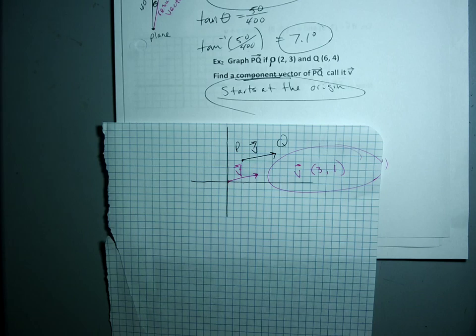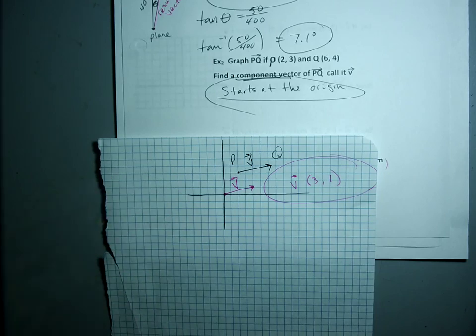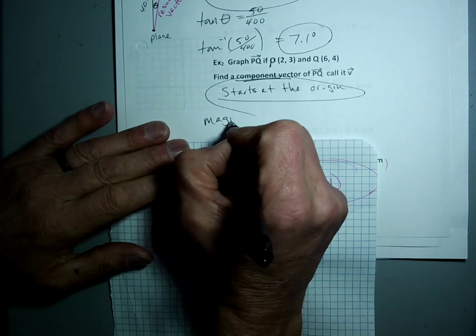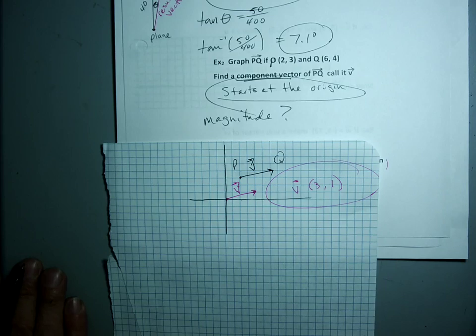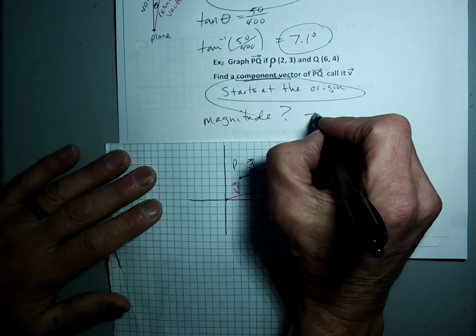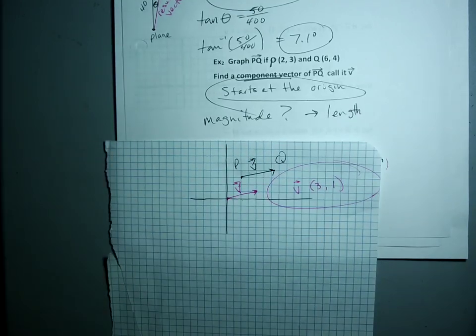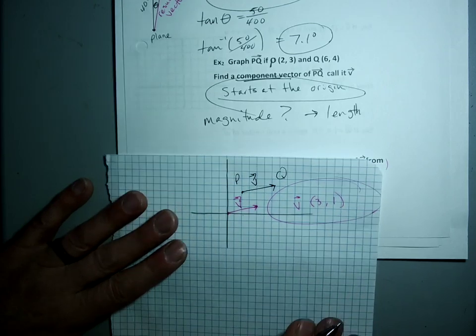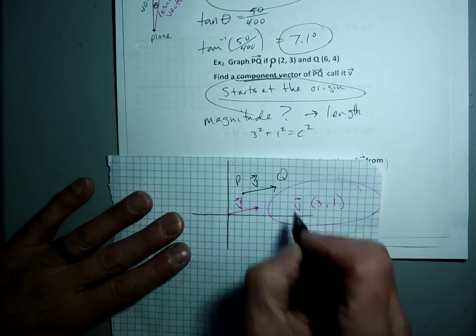Okay, now, if I wanted its magnitude, how could I find it? First of all, what is the magnitude? It's the length. How do we find the length again? If I want the length of the vector, we're just going to go 3 squared plus 1 squared equals c squared, which is the square root of 10.